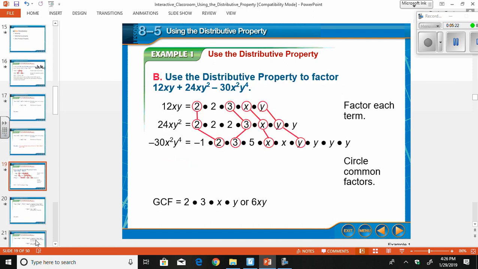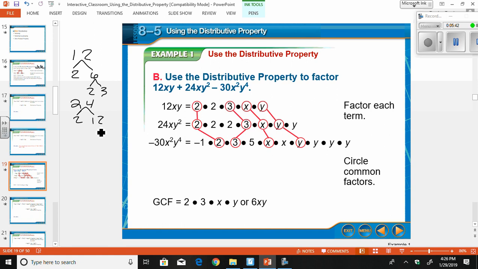Use the distributive property to factor here. So sometimes when you have three numbers, it can be a lot harder to find that one thing that they have in common. So you can always go back to finding the tree: 2 and 6, 2 and 3. So that's how they came up with this. And then 24, same way, 2 and 12, 2 and 6. Notice I'm using prime numbers here, 2 and 3. And then 30, I'm not worried about the negatives at the moment. 2 and 15, 3 and 5.